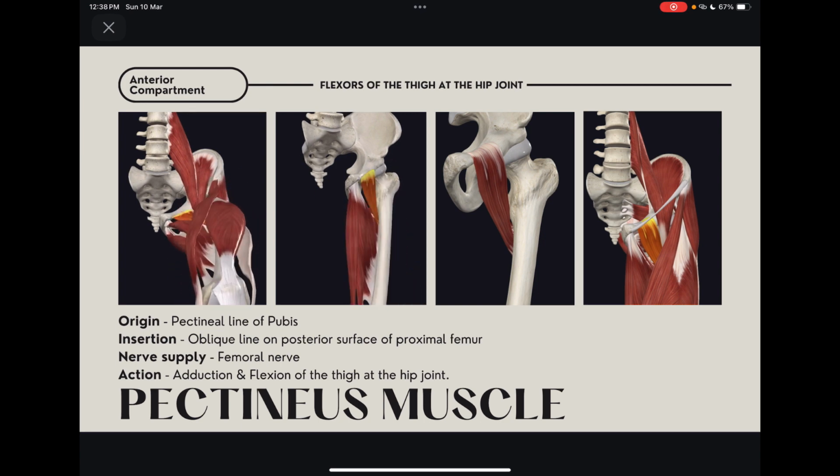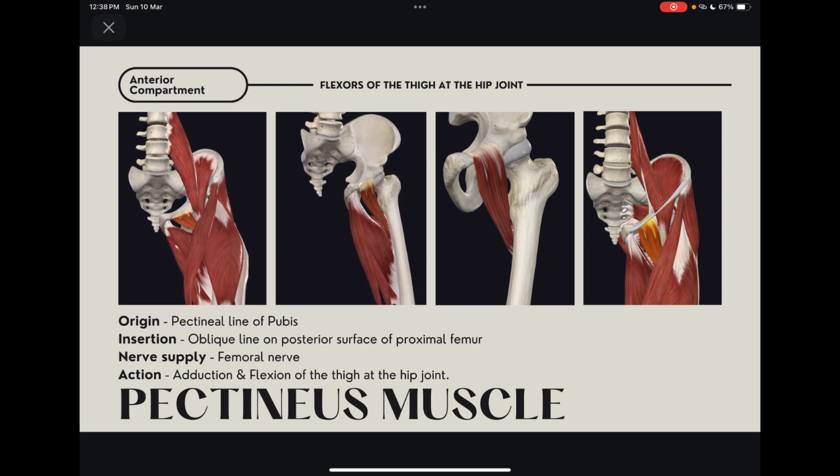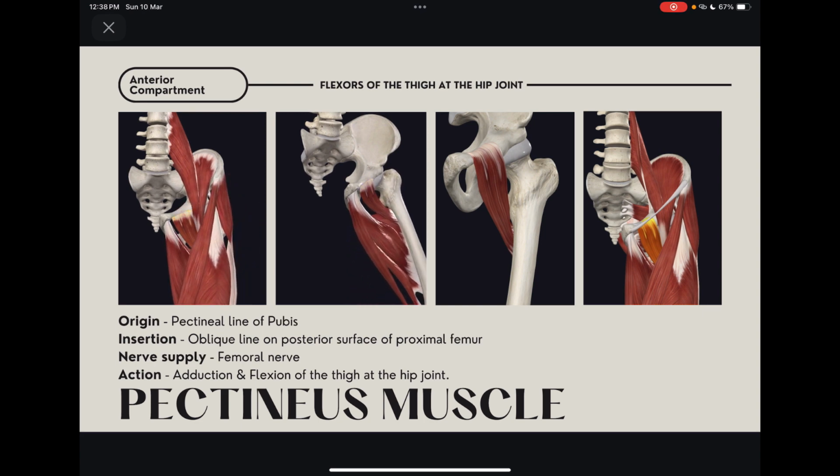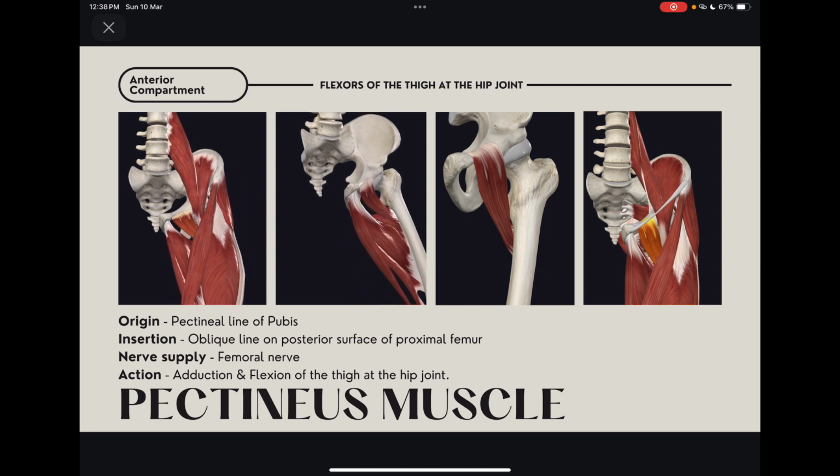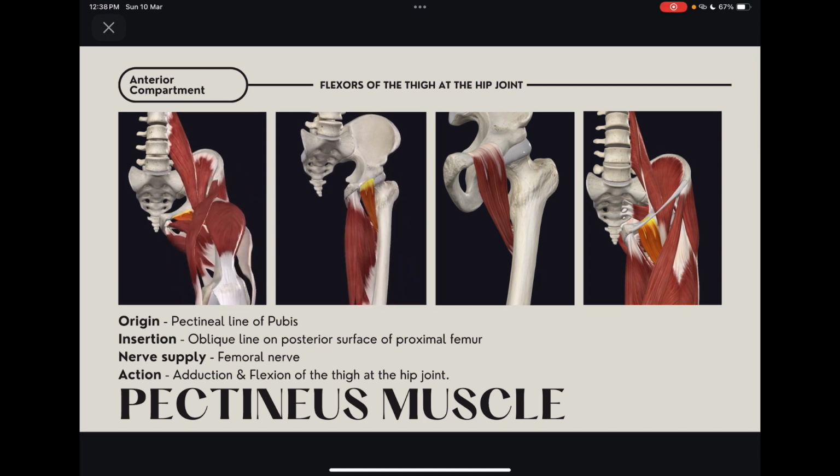And then finally the pectineus muscle, which is coming from the pectineal line of the pubis, inserting into the posterior aspect of the femur, and then supplied by the femoral nerve, and it does do flexion of the hip joint, but it can also adduct.